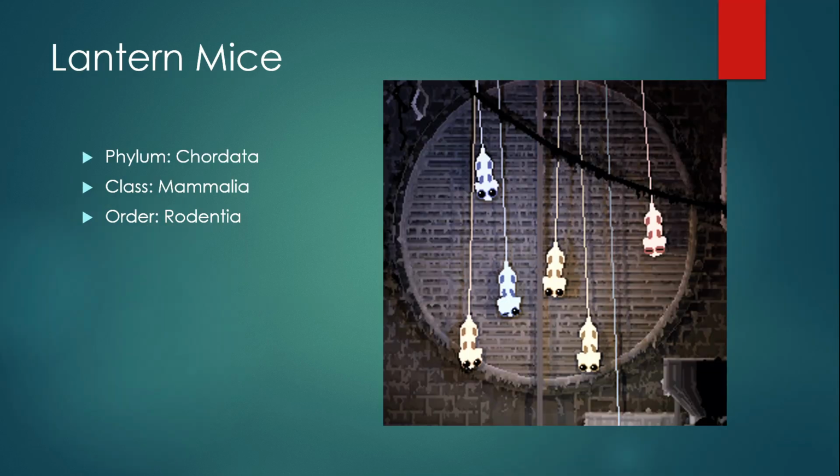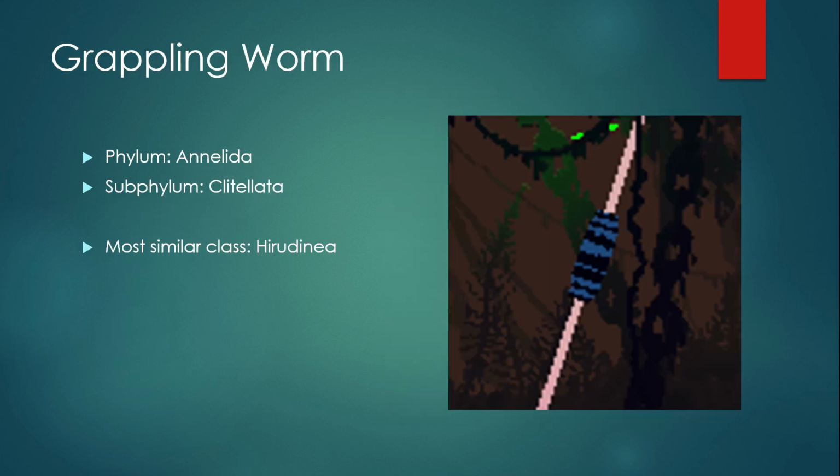Alright, next up, lantern mice, phylum Chordata, class Mammalia, and order Rodentia. Now, the only really curious part about these is the weird spinneret-like organ they have on their back that allows them to hang down off of stuff. It doesn't make a ton of sense for a mammal to develop, but it is conceivable for a mammal to develop a feature such as that.